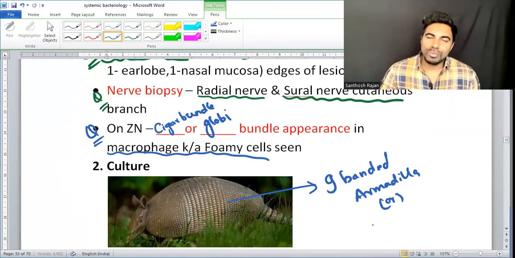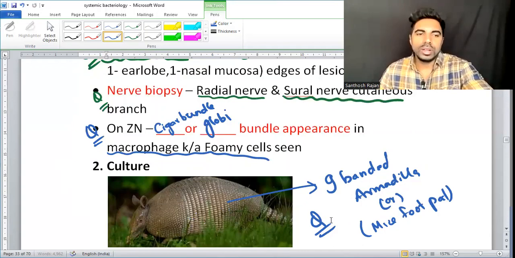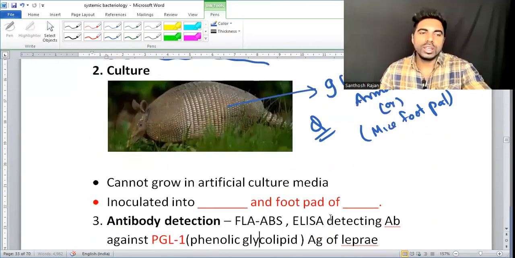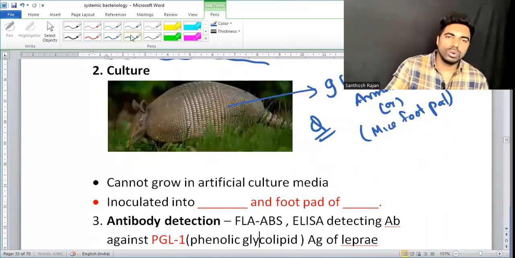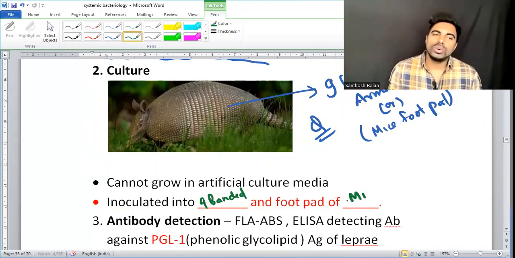So what you have to do, you have to use the mice. Which part of the mice? Foot pad. The foot pad of mice. These two are important questions. It cannot be cultured in artificial culture media. You can't grow it. So either the 9-banded armadillo or the foot pad of mice is used.